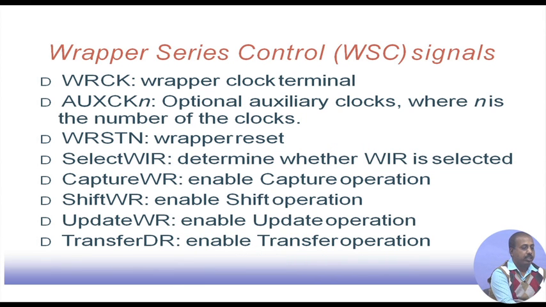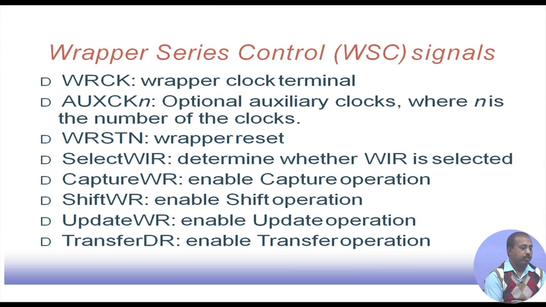Then the wrapper serial control signal, that is WSC, has a number of signals in it. WRCK is the wrapper clock, as the name suggests. Then there are a number of auxiliary clocks. These may be necessary for the operation of certain shifting. Normally they are not used, but this provision has been kept so that if some auxiliary clock is needed for some operation, it can be taken care of. Then WRSTN is the wrapper reset.